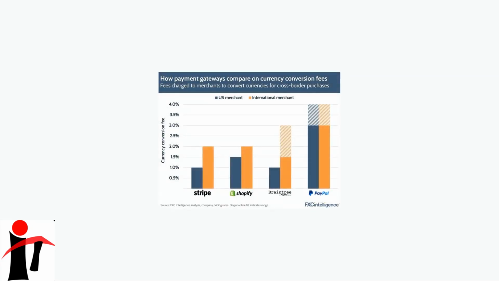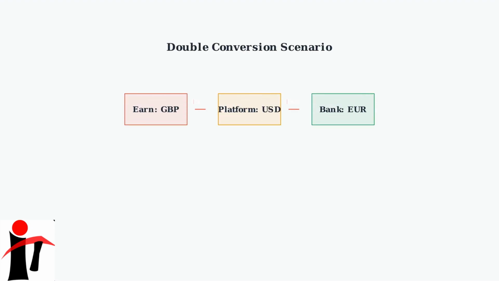Here's a comparison of currency conversion fees across major payment processors. As you can see, fees vary significantly, especially for international merchants. Double conversion costs occur when your earning currency differs from both the platform currency and your payout currency. This creates two conversion points, doubling your fees.